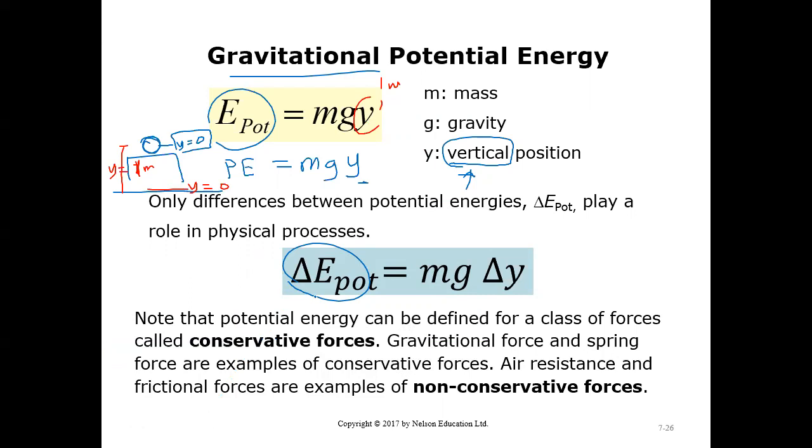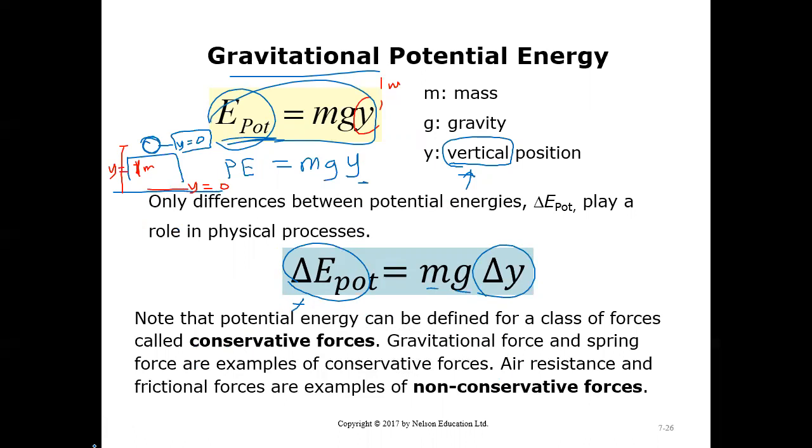Therefore, I can get this equation. If E is equal to mgy, delta E will be mg delta y, because m doesn't change, g doesn't change. It is only the y that is changing. So the change in the potential energy will be mg multiplied by the change in the vertical position. This is the quantity we are interested in, not the absolute value. You should know the equation for the absolute value, and then I am writing the equation for the change in the potential energy.